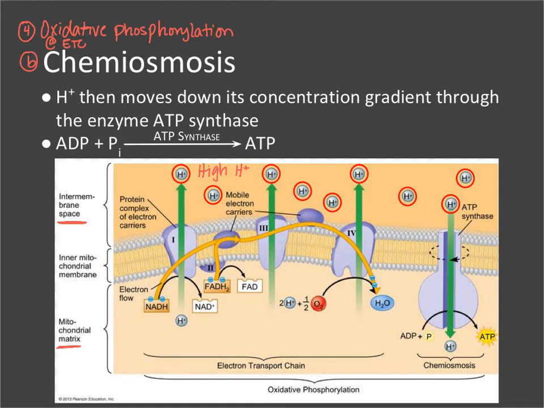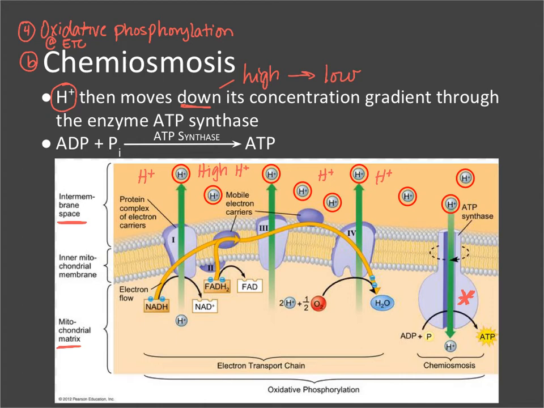So what happens is that these hydrogen ions that are built up in this inner membrane space are going to start going down their concentration gradient. They're going to go from high concentration to lower concentration. And they're going to do it through a specific protein, which is an enzyme called ATP synthase. And that's what this enzyme is right here, at the end of the electron transport chain.